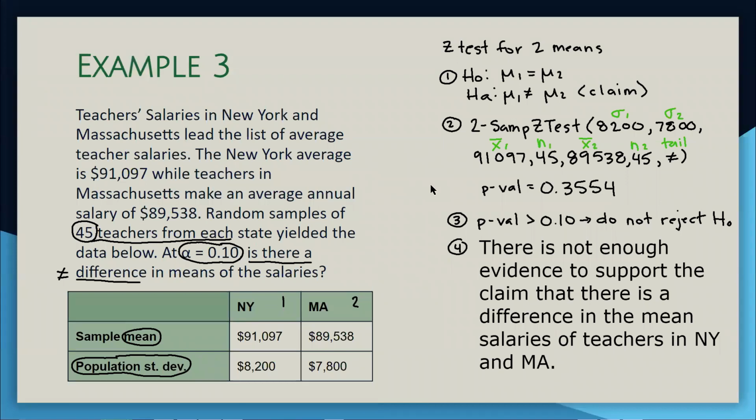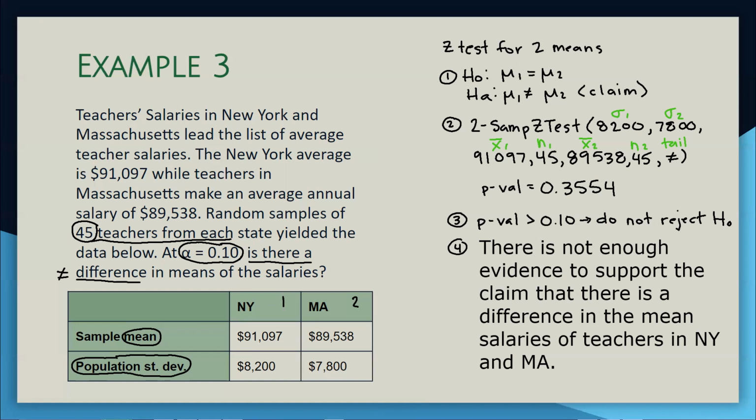Okay, for example 3, it says teachers' salaries in New York and Massachusetts lead the list of average teacher salaries. The New York average is $91,097, while teachers in Massachusetts make an average annual salary of $89,530. Random samples of 45 teachers from each state yielded the data below. At alpha equals 0.1, is there a difference in the means of the salaries?